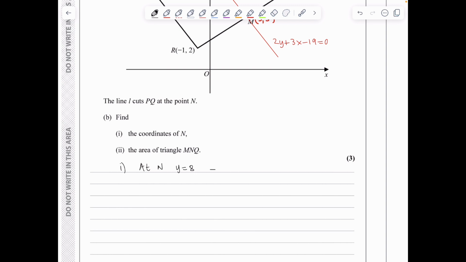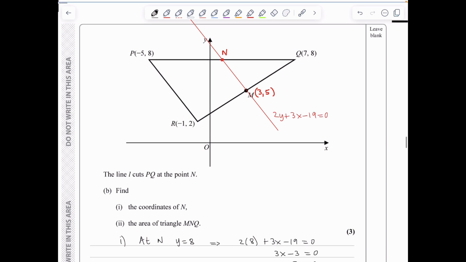So let's start by stating that at N, y is 8. I will substitute 8 into the equation of the straight line, which means that 2 times 8 plus 3x minus 19 is equal to 0. Which takes me to 3x minus 3 is 0, 3x is 3, and therefore x is 1. This means that point N has coordinates (1, 8), which means I can go back to my diagram here. So this is N, (1, 8).